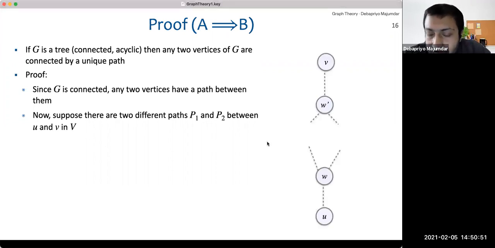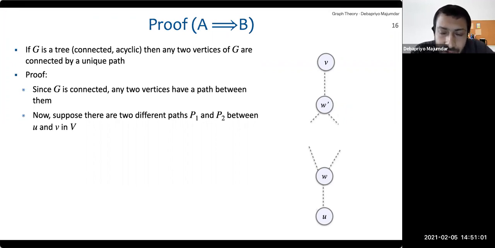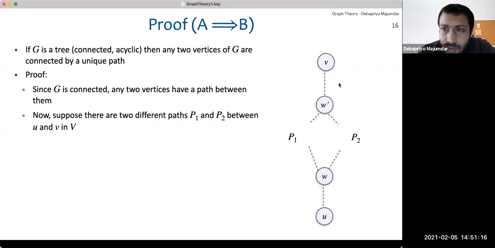So it might look something like this. The picture is pretty general, it will fit into anything. So it will help you with the intuition, but it doesn't force you to a certain example. You know that whenever you are trying to prove something, you cannot prove by example. So it's just a general picture here. So suppose from U to V there are two paths. One is P1, another is P2.